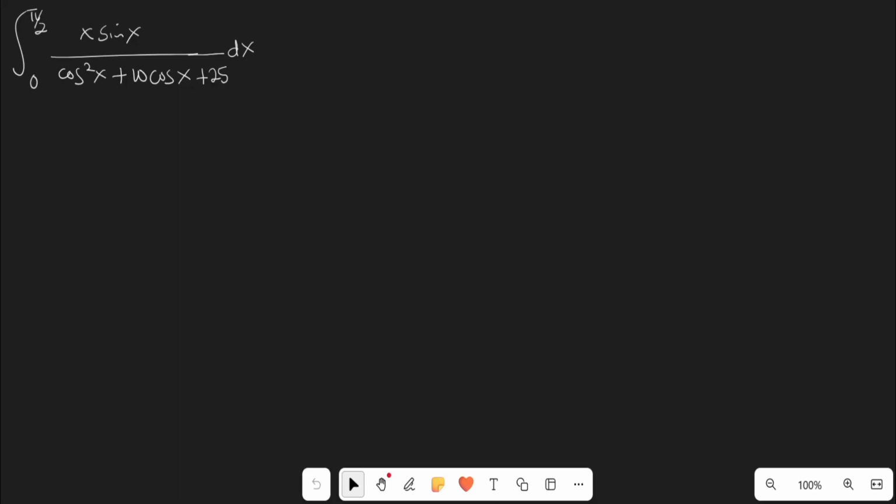So in this tutorial we are going to look at the integral from 0 to pi over 2 of x sine of x, all divided by cosine square x plus 10 cosine x plus 25 dx. So let's solve this integral.